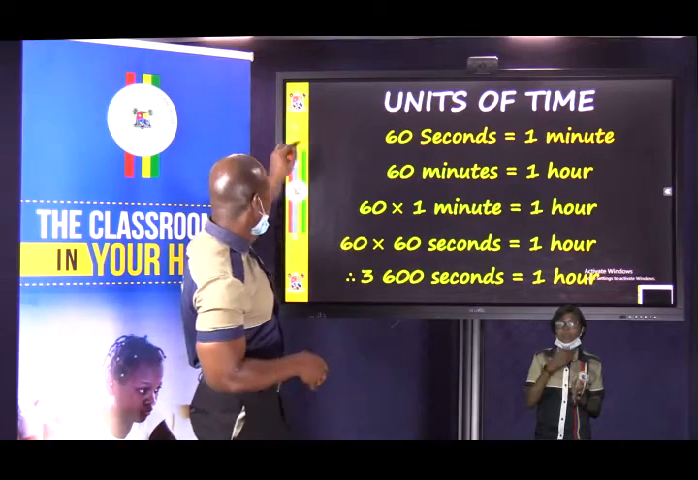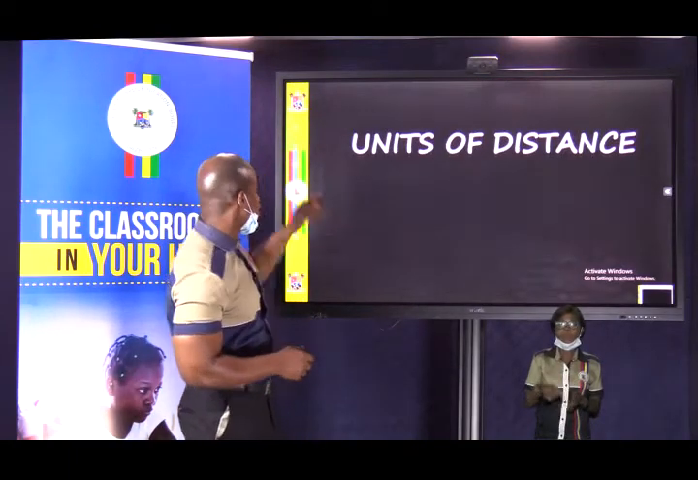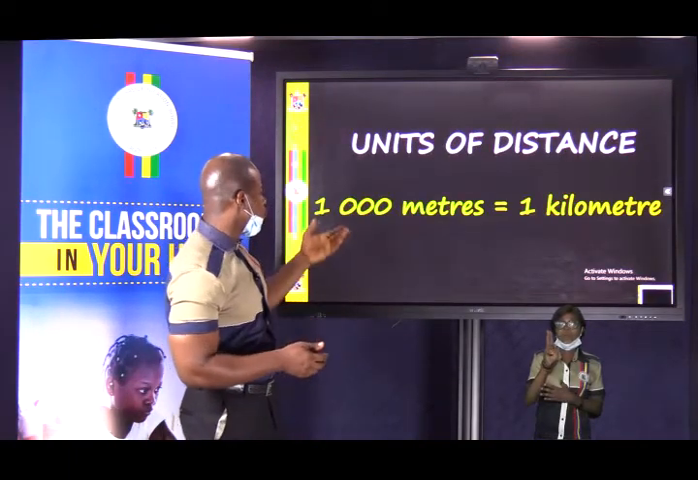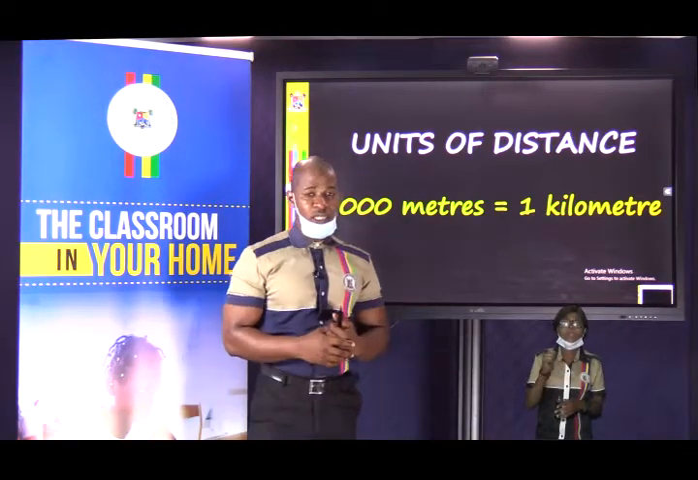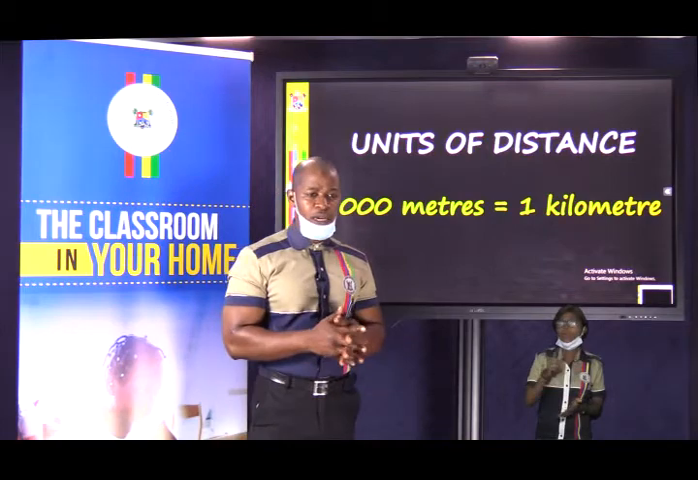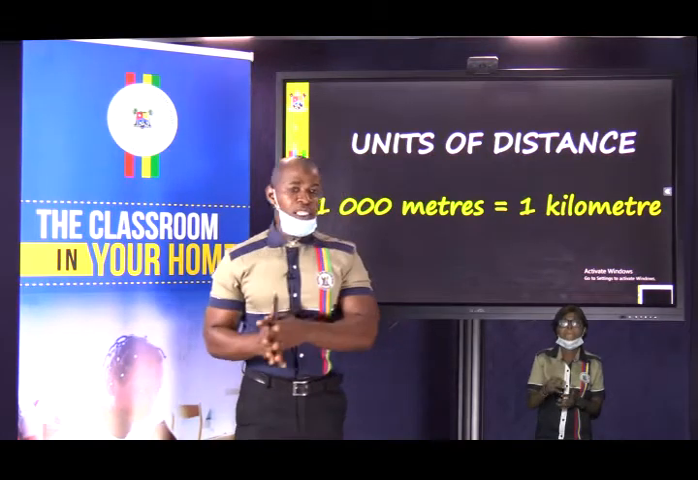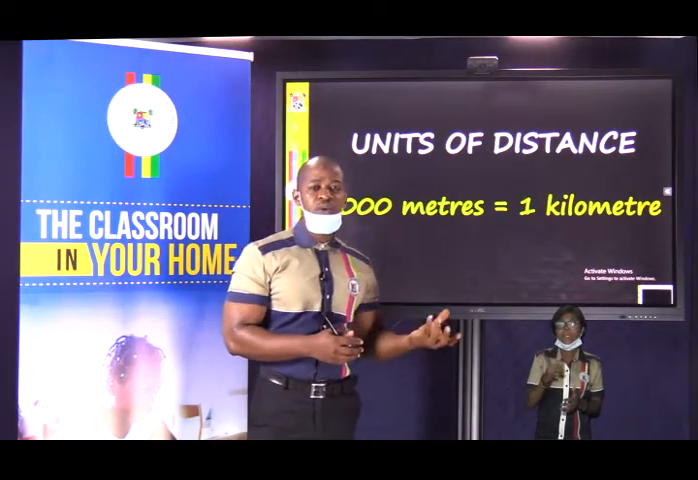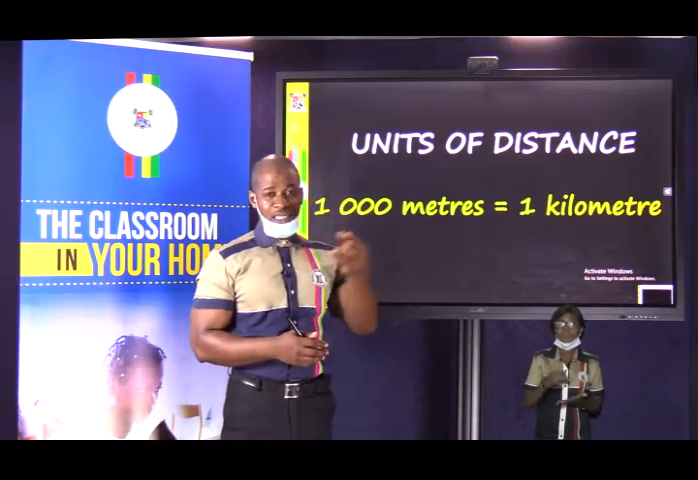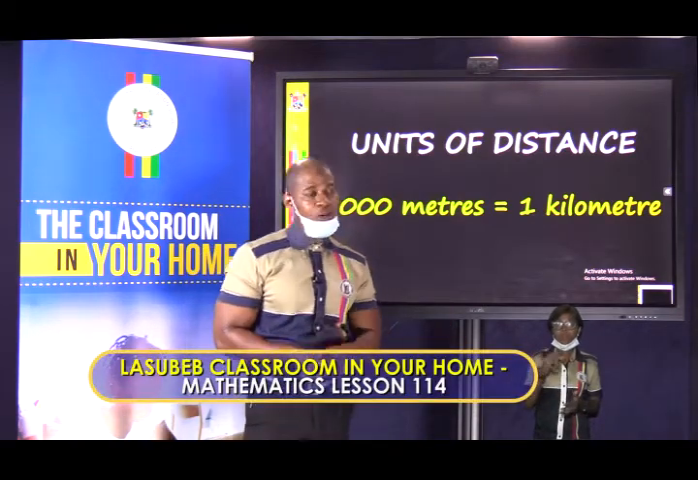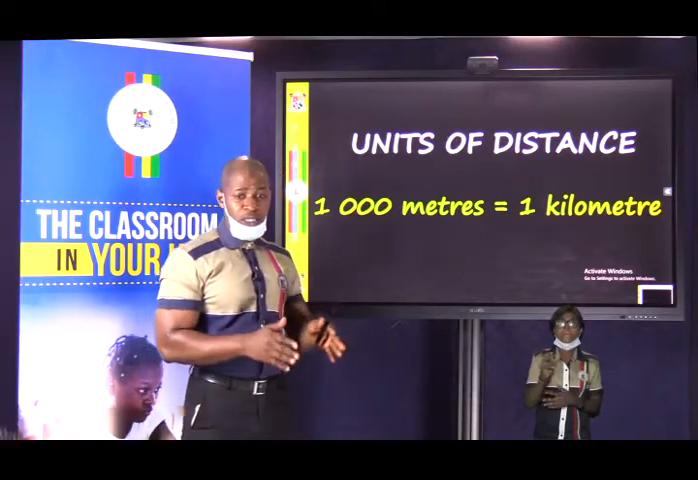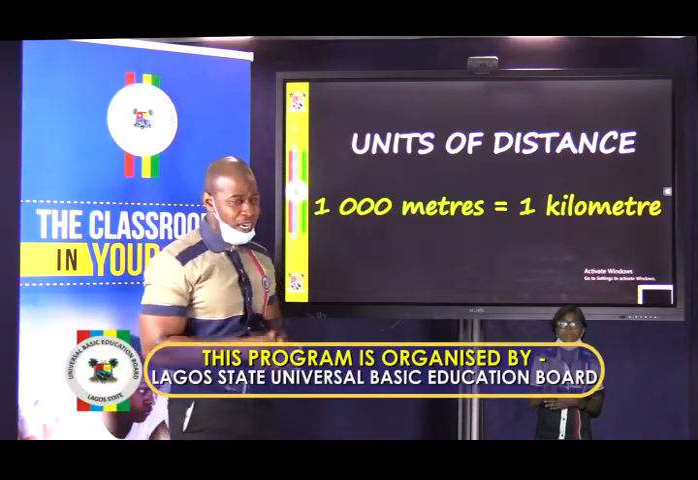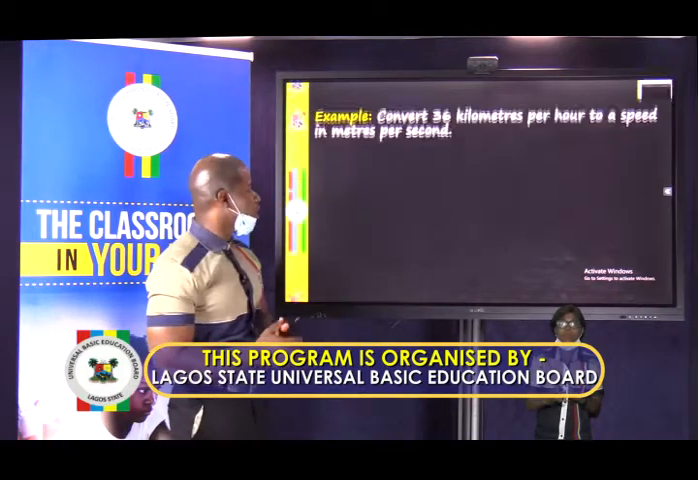We also need to review our unit of distance. And the major one we'll review is the fact that 1,000 meters is 1 kilometer. So since we're going to be changing from kilometers per hour to meters per second, we need to review the relationship between kilometers and meters and hours and seconds. So that is that 1,000 meters is 1 kilometer, 3,600 seconds is 1 hour. So let's keep that in mind as we go.